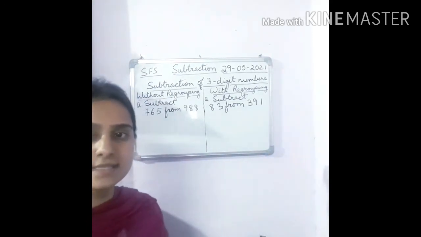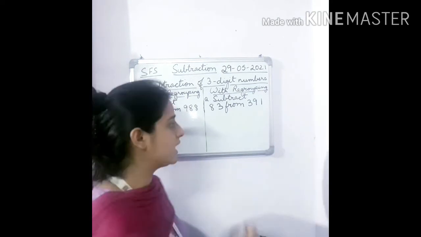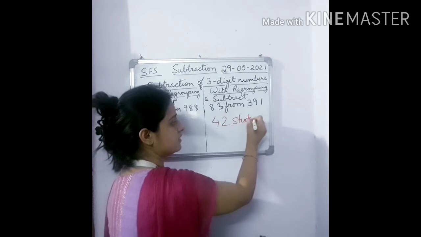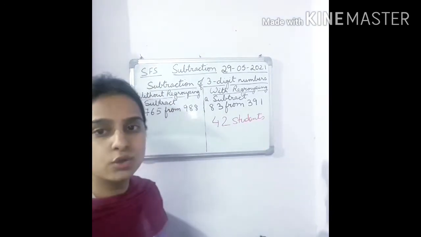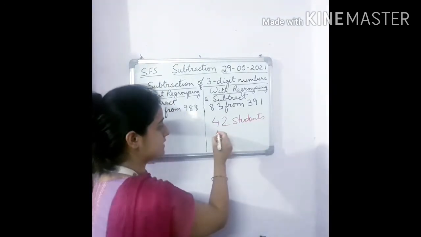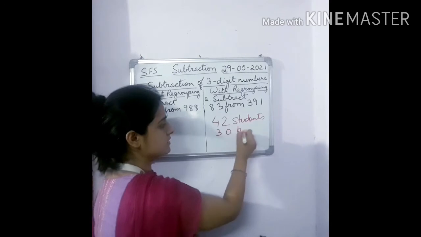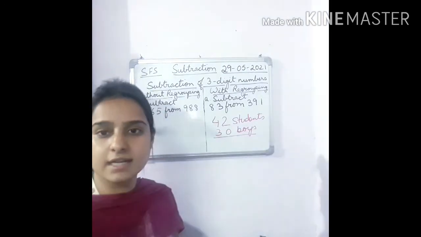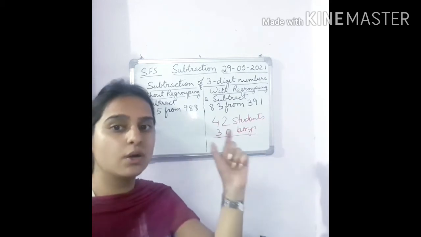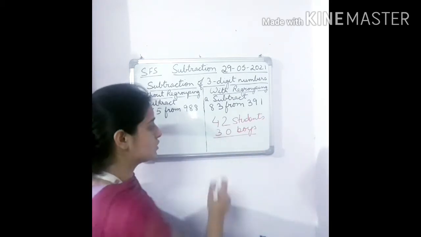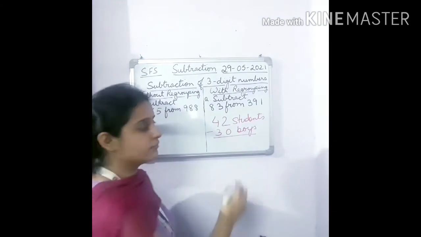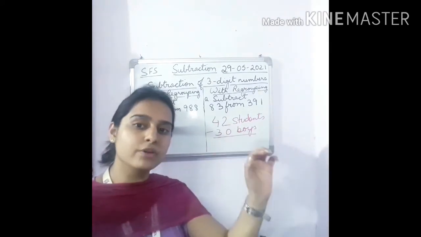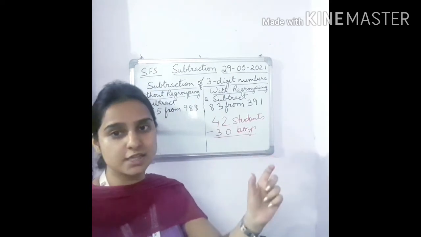Suppose, let's take an example. There are 42 students in your class, and you know the number of boys in your class. That is, let's take 30 boys in your class. Now I am asking you, how many girls are there in your class? So I am asking you the other part, right? So what are you going to do? We are going to do subtraction. We are finding the small part, right? When we find the small part, we do subtraction.